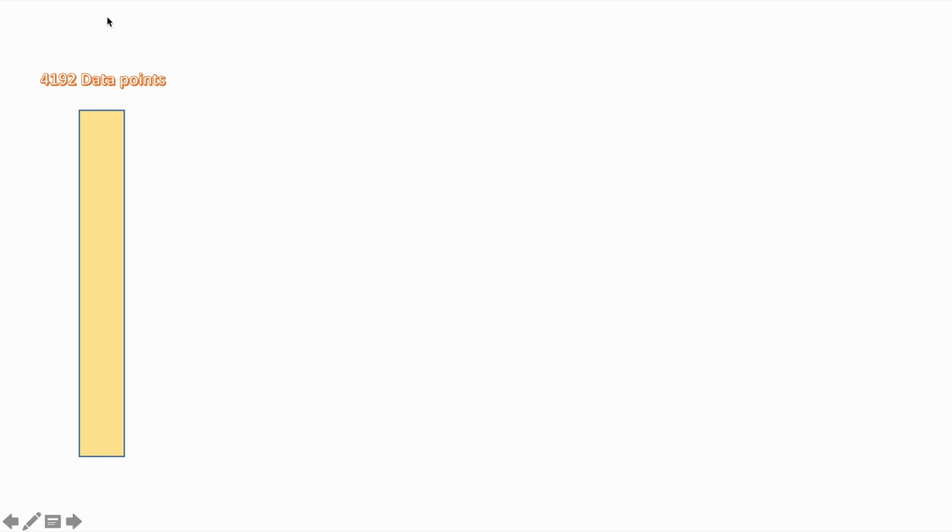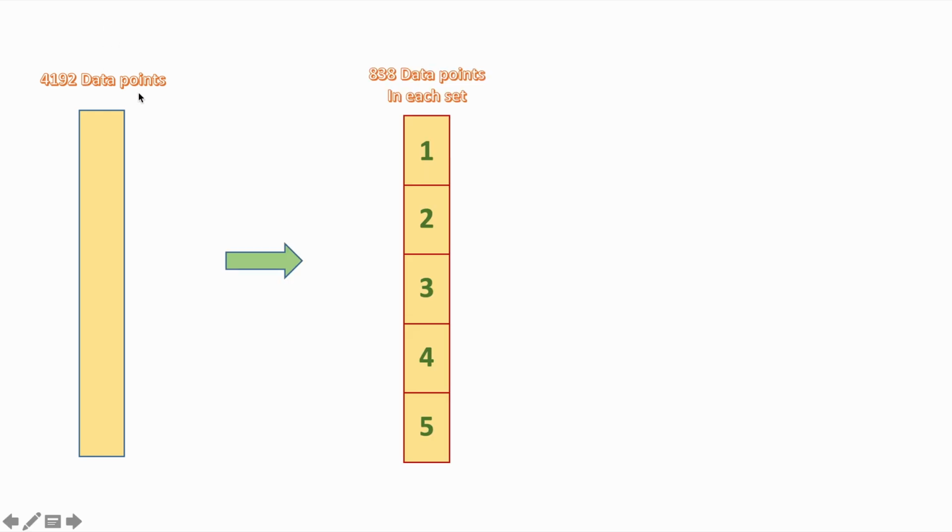So if you remember, we had 4,192 data points. And what we are going to do in cross validation is split these data points into 5 equally spaced subsets, and each would have around 838 data points. I think there would be 2 subsets with 839 data points.